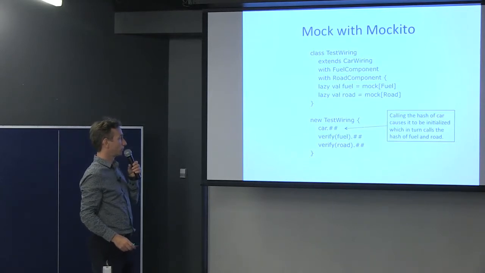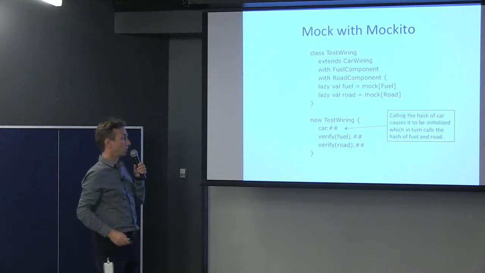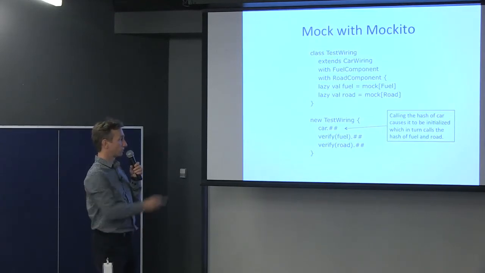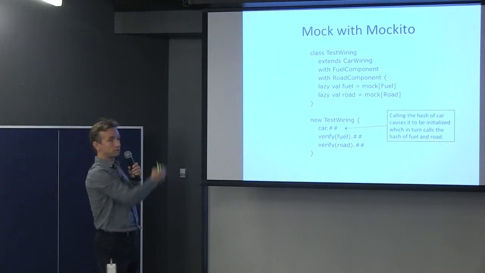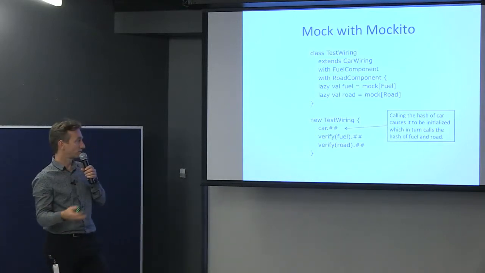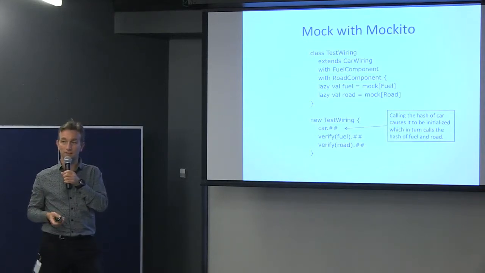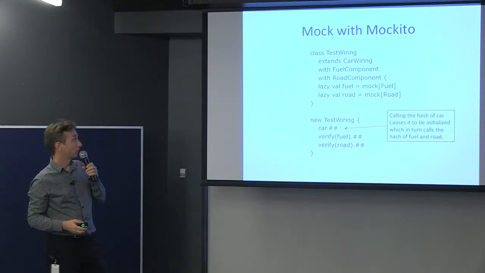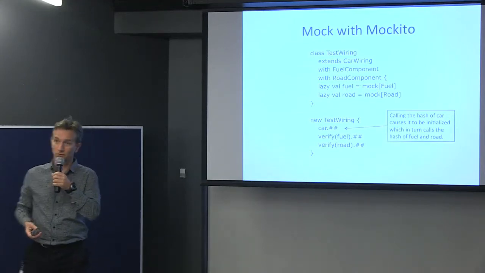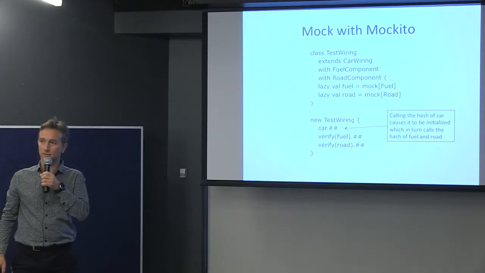When we test it, we just instantiate the new wiring. If we call the hash code on car, because it was a lazy val, it's then going to be instantiated. It's going to fire off and call fuel and road hash inside that class, and therefore we're just verifying using Mockito. I like Mockito because you can mock anything, even fully implemented classes.